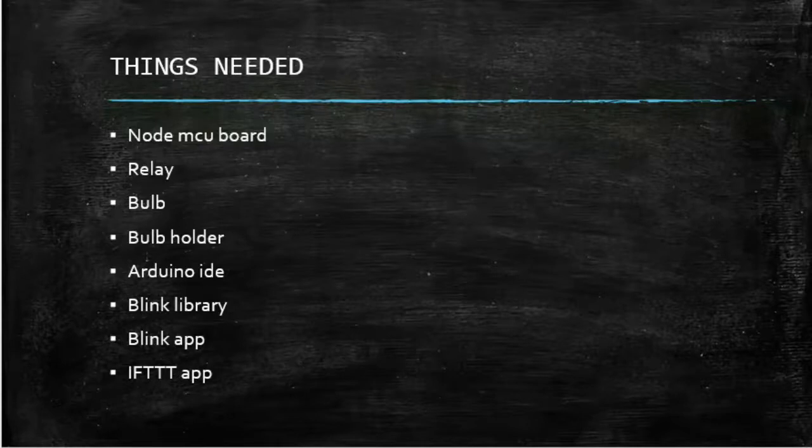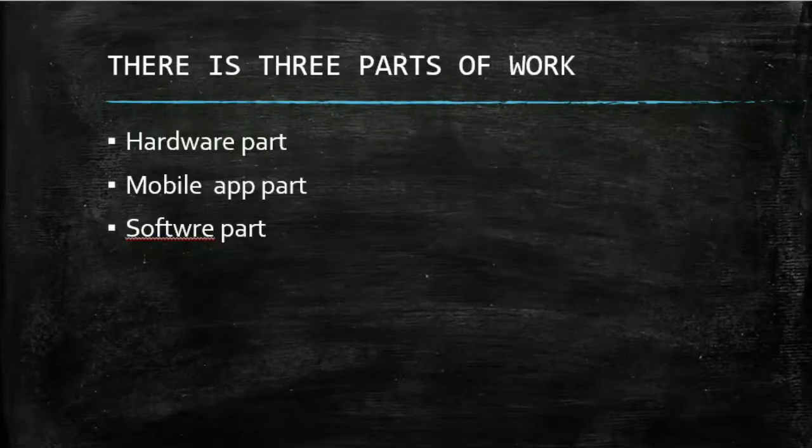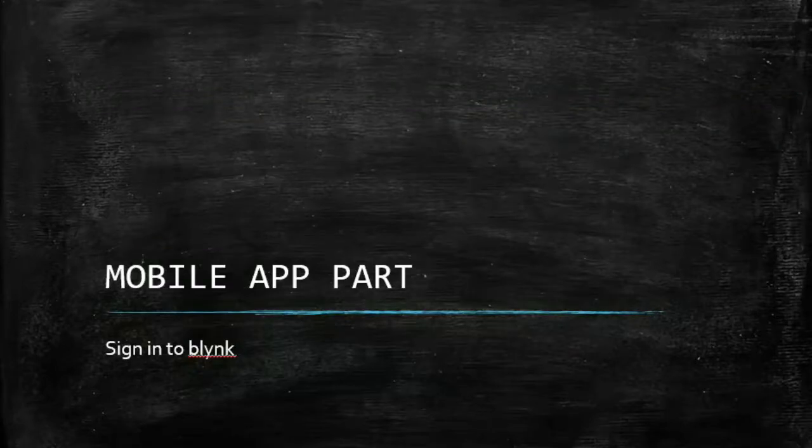Let's see what are the things needed to make it. A Node MCU board, a relay, a bulb holder, the Arduino IDE, the Blynk library, the Blynk app, and the IFTTT app. There are three main parts of work to do: a hardware part, a mobile app part, and a software part. At first, let's see the mobile app part.